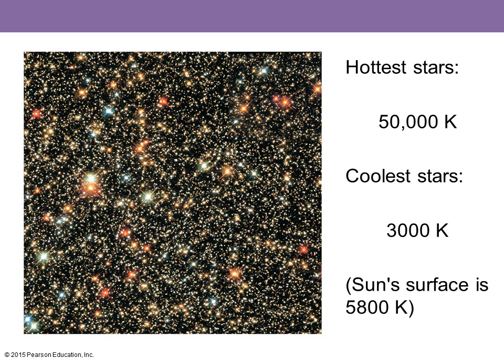So here's the range of temperatures for stars. The hottest stars could be as high as 50,000 Kelvin. The coolest stars as low as 3,000 Kelvin. And of course the Sun's surface, the Sun's photosphere, is around 5,800 Kelvin. So it's on the cooler side.